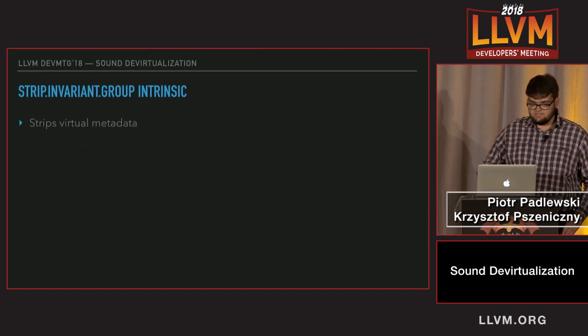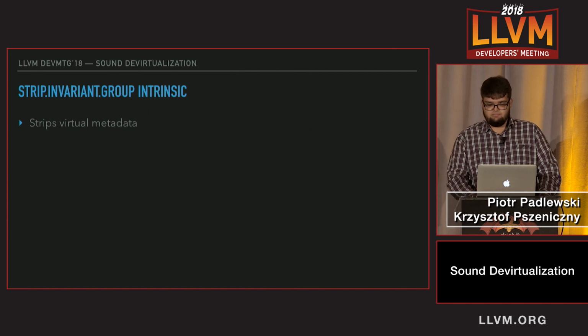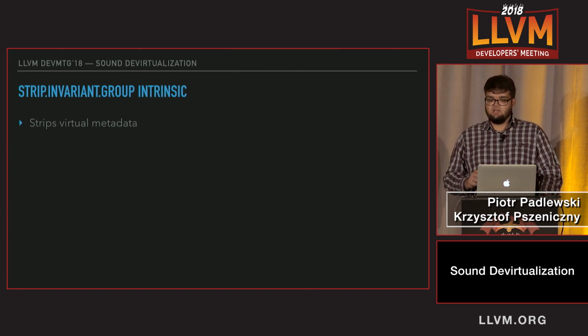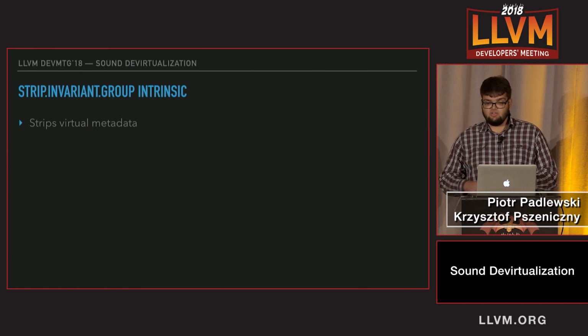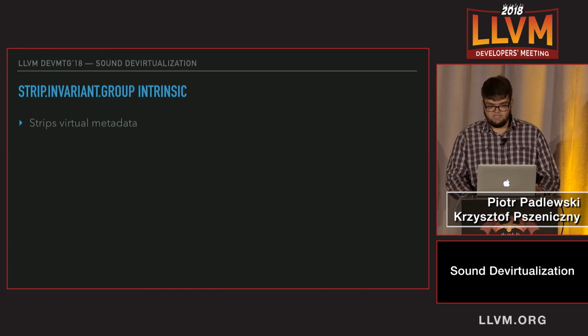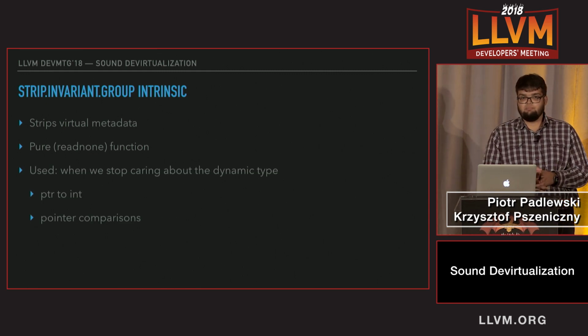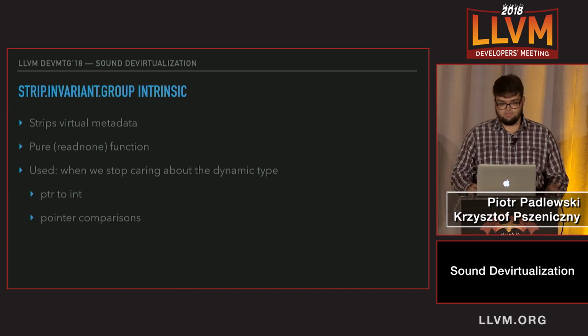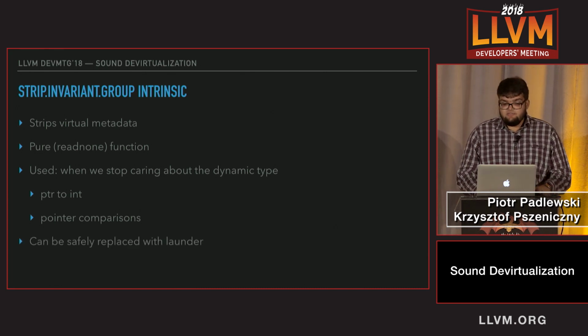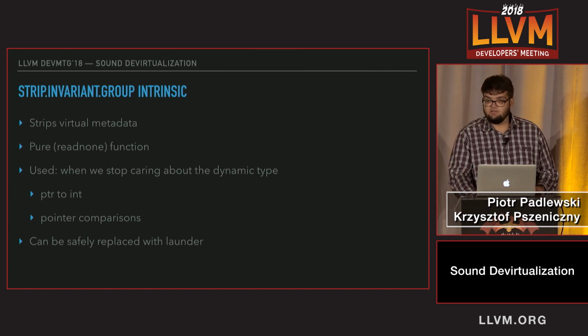And we also introduced a second intrinsic, which is basically similar. It strips the virtual metadata. So launder returns a pointer with fresh metadata, and this one returns a pointer without any metadata. It's hence a pure function, so it does not read any memory, so it can be optimized better. And we use it when we stop caring about the dynamic type, for example, when we do a pointer to int conversion or when we compare pointers. And it can be safely replaced with launder. So any use of strip can be safely replaced by launder, but it will hinder optimization.